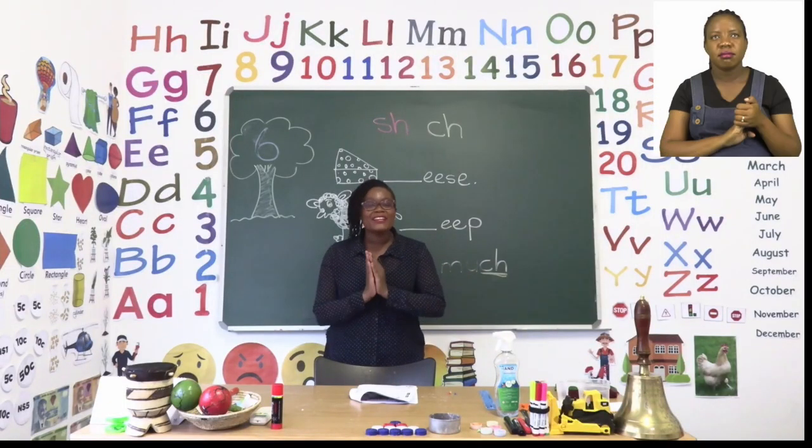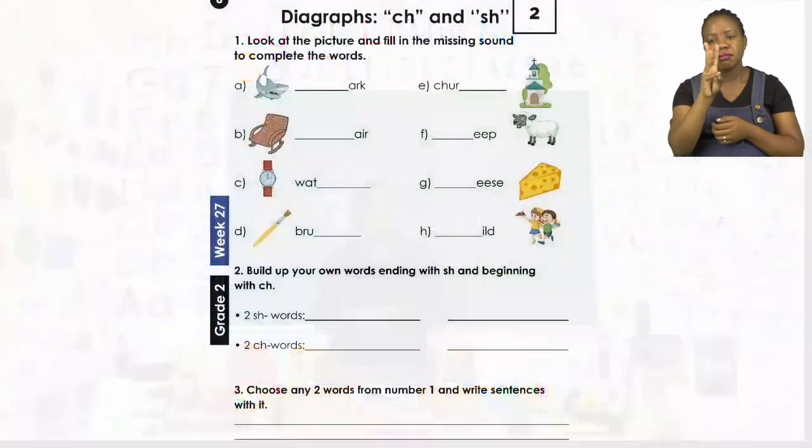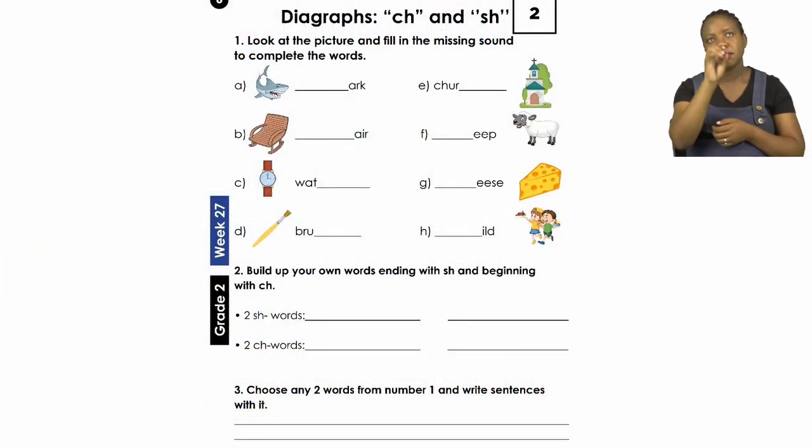Now, boys and girls, we're going to do digraphs on page 6. Today's digraphs are two sounds that we are very familiar with. There is ch and sh. Now, ch is when C and H come together and they make the sound ch. And sh is when S and H come together.